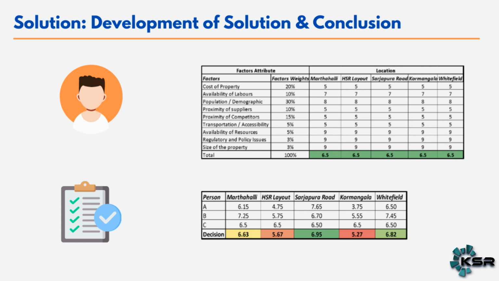So what does that mean? As per all 3 persons' weights combined, Sarjapura Road comes out to be the best location for the business proposal, followed by Whitefield and Marthalli. So first preference shall be given to Sarjapura Road.